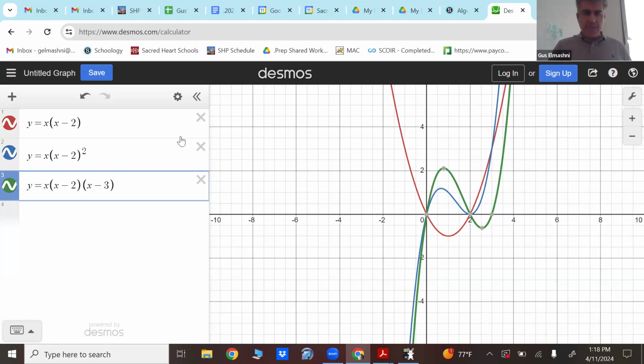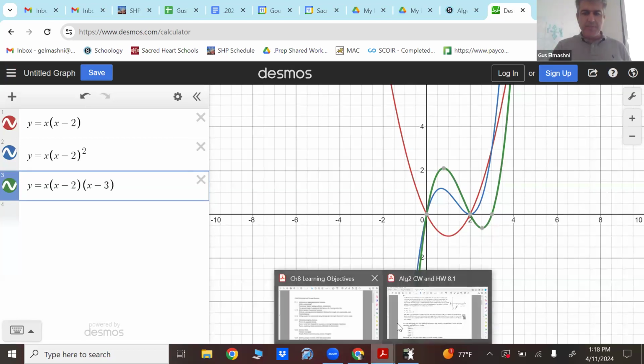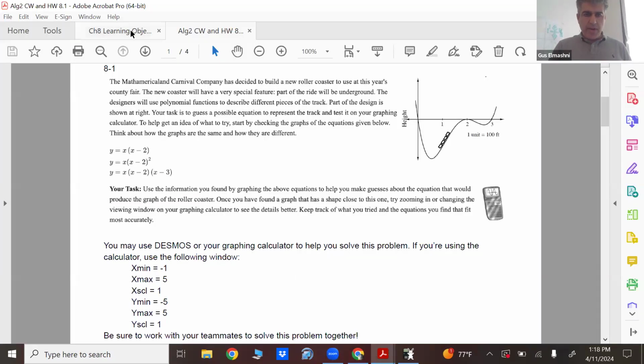So your task, I'll do this with you guys. Your task is to use information you found by graphing the above equations to help you make guesses about the equation that would produce a graph of the roller coaster. Once you've found a graph that has a shape closest to one, try zooming in or changing the viewing window to see details better. Keep track of what you tried and the equation you find that fits most accurately. So this is supposed to be an activity that you do by trial and error, but I'm going to have you guys just tell me what I should do.